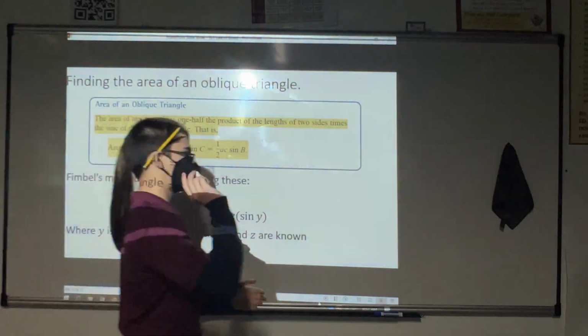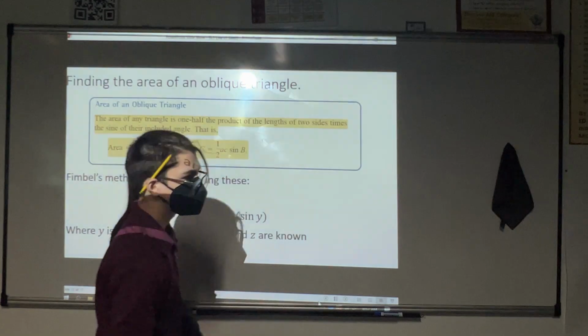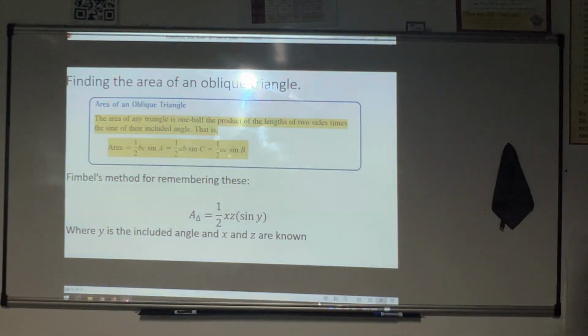Now in the bottom in black, I typed it the way I remember it. The y value will be the included angle of x and z. So that's always going to be the part embedded between the two sides. And that way you don't have to remember all three of these. You get just this one. And as long as you know what an included angle is, you're good to go.